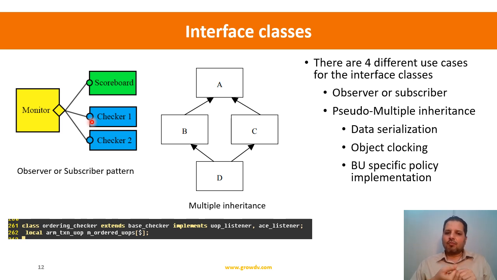In UVM, we have the concept of the analysis port. The diamond symbol is the analysis port in UVM. This concept allows us to do zero to many connections. You can have zero connections and it will still work. You can have many connections and it will still work. Those connections can be dynamically scaled up or down, and that will also work. That type of pattern is implemented through interface classes in UVM.